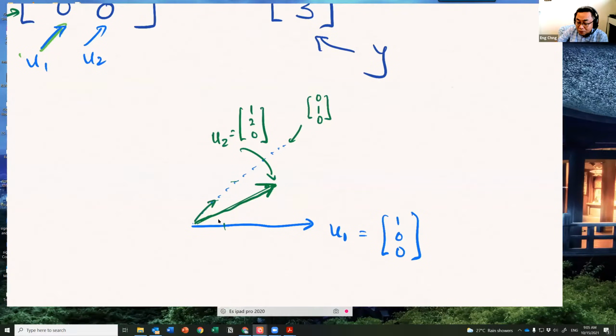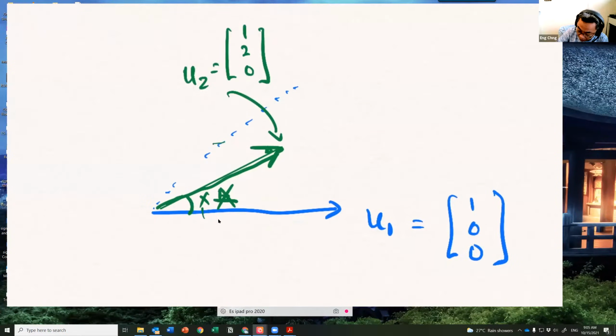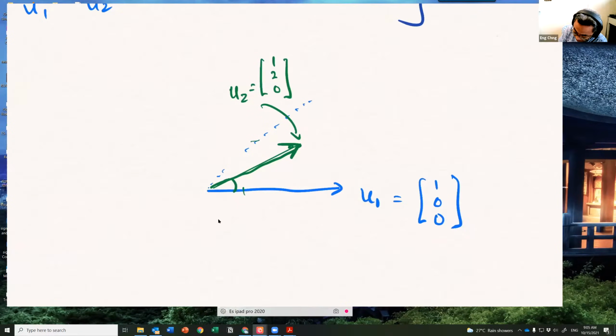So now I'm given two vectors, and they are not orthogonal to each other. So this angle is not orthogonal. Okay, so let's erase this, and therefore I cannot apply the orthogonal decomposition.